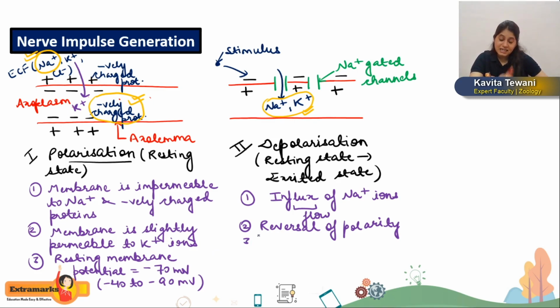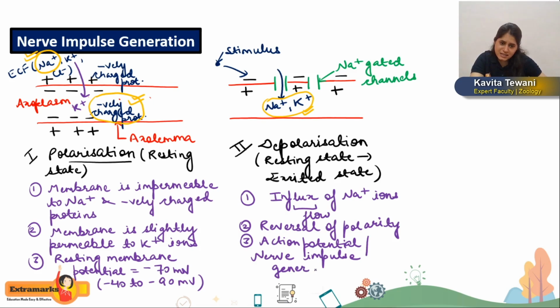Okay. Secondly, here action potential, or nerve impulse, is generated. Yes, this is the very step where this nerve impulse generates due to the entry of stimulus.